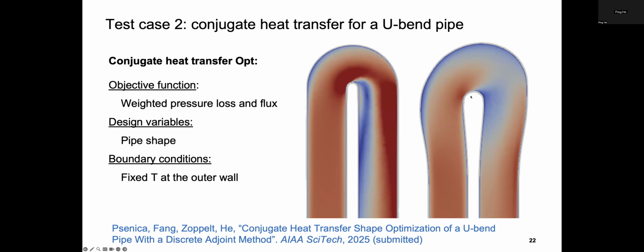So here's the baseline design. This is the optimized design. My students are working on this. We just submitted an abstract to the 2025 SciTech conference.